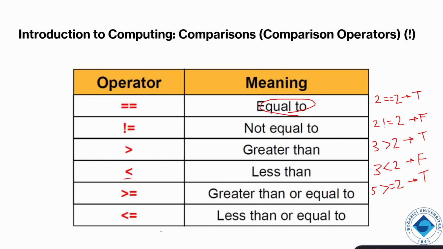The last operator checks if the operands are less than or equal to each other. Like if we say 3 less than or equal to 3, what do you think it will return in this case? As they are equal to each other, it will return true.